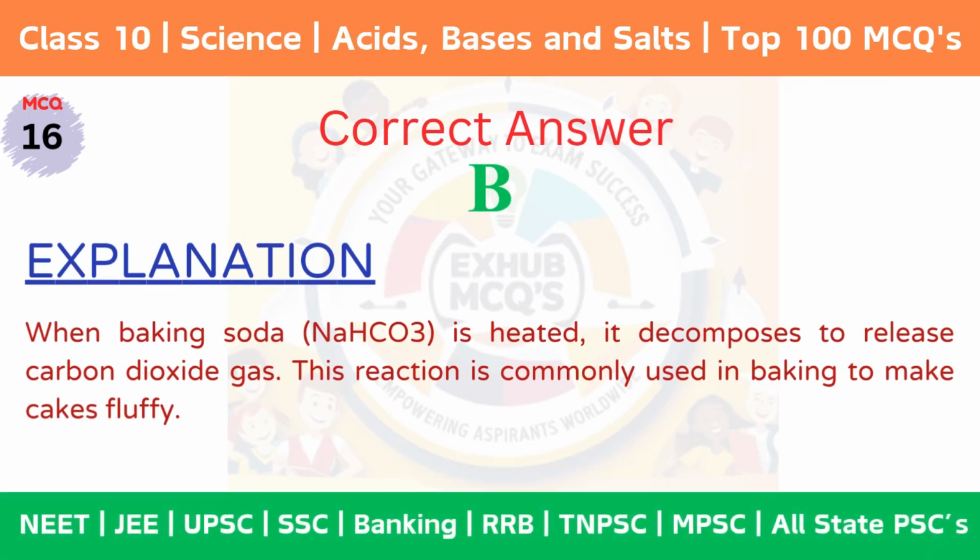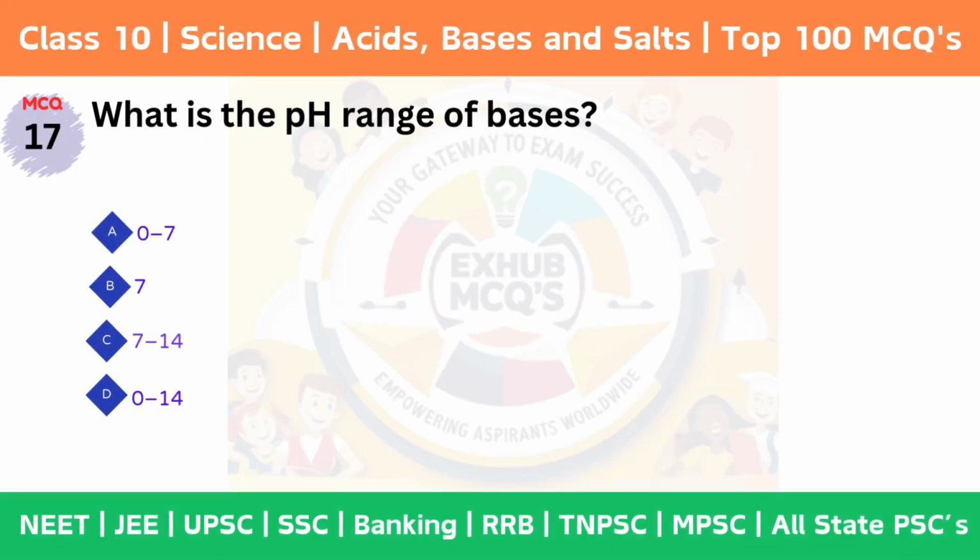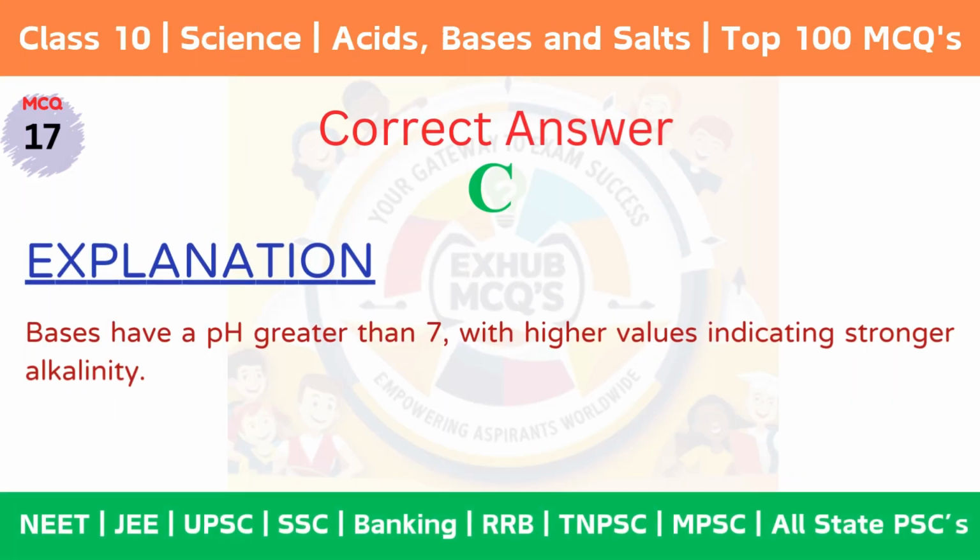Explanation. When baking soda, NaHCO3, is heated, it decomposes to release carbon dioxide gas. This reaction is commonly used in baking to make cakes and breads fluffy. MCQ 17. What is the pH range of bases? Option A, 7. Option B, 7. Option C, 7 to 14. Option D, 0 to 14. The correct answer is option C, 7 to 14.